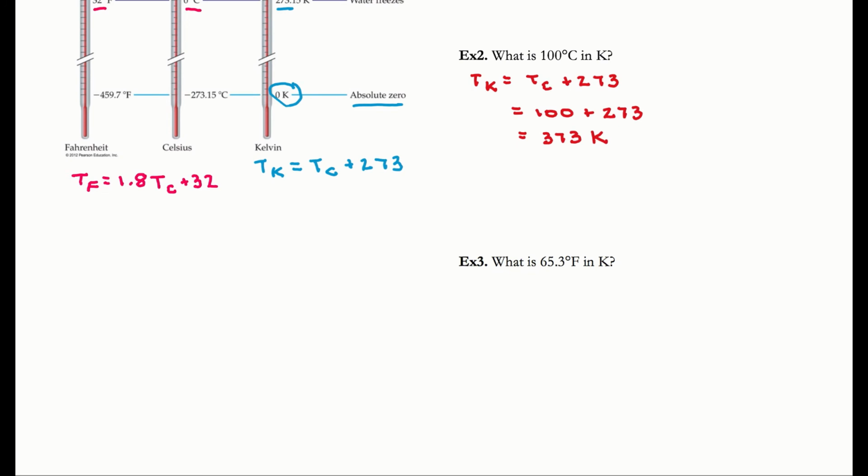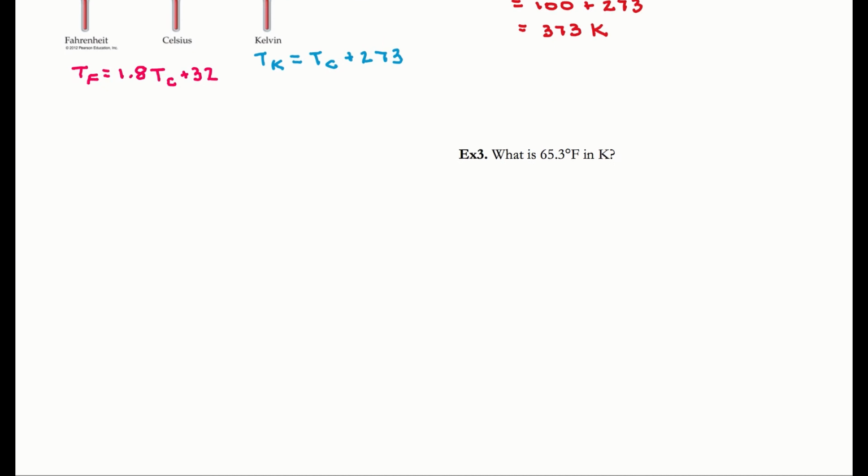One thing to note, notice 100 has no decimal places, 273 has no decimal places, so this is my answer. So keep in mind, notice 100 degrees Celsius initially had 1 sig fig. By converting it to Kelvin, you now have 3 significant figures. So that'll matter later on in the year, but just keep that in mind. And that's it. Let's look at the third example.